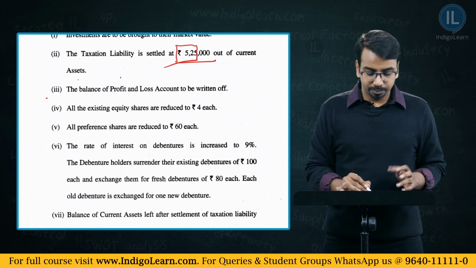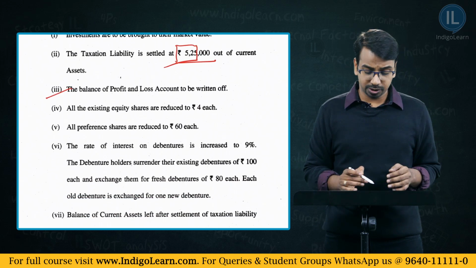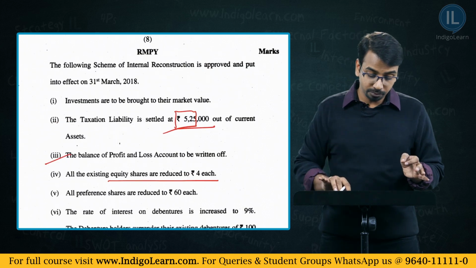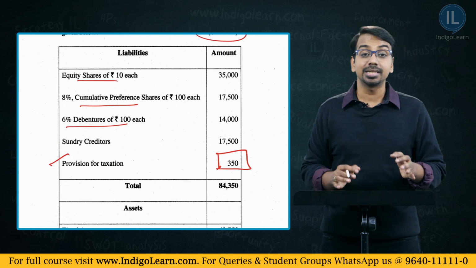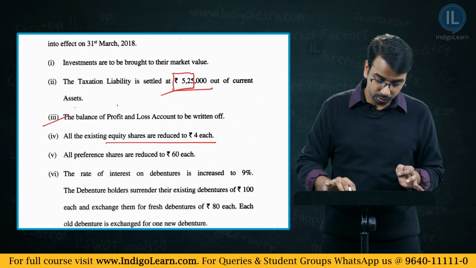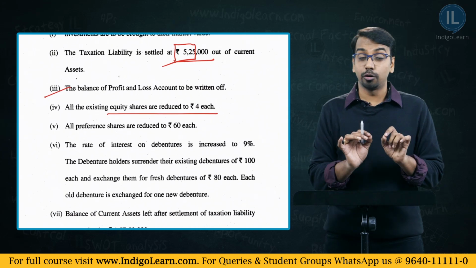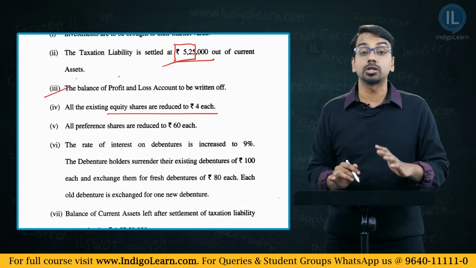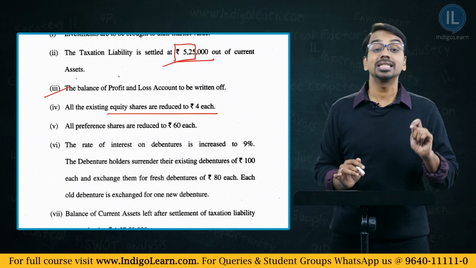Moving on, balance in P&L to be written off, it is a simple adjustment. Then existing equity shares reduced to 4 rupees. So here from 10 rupees, the value has to be brought down to 4 rupees. Friends, I hope you have not made the mistake of reading this as by 4 rupees. It is to 4 rupees. So what is the reduction? The reduction amount is 6 rupees.